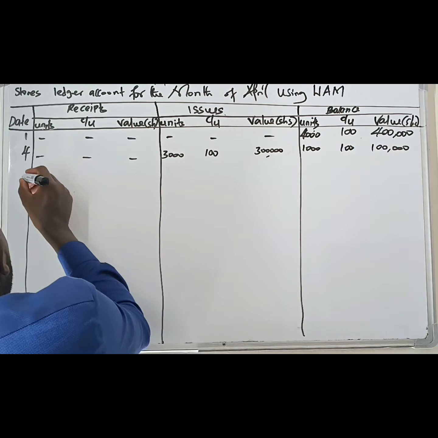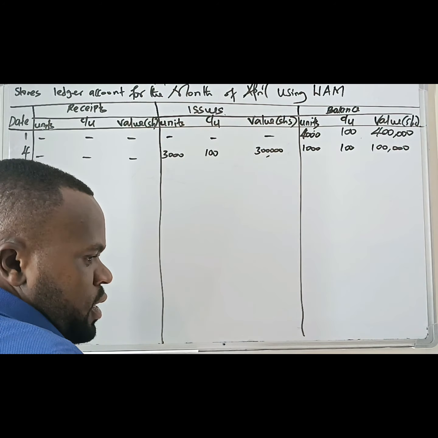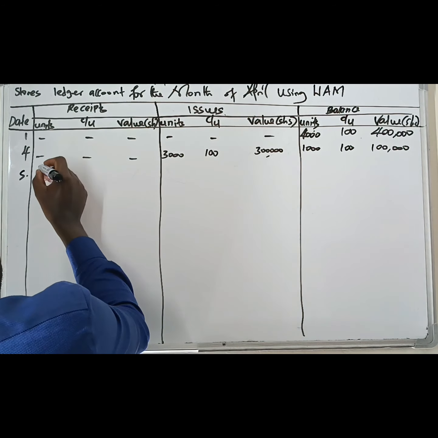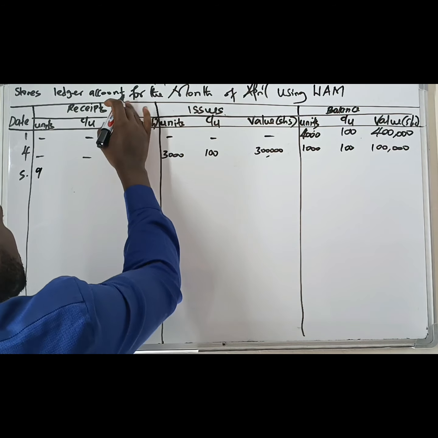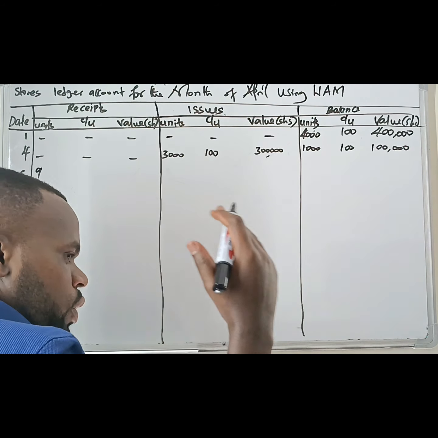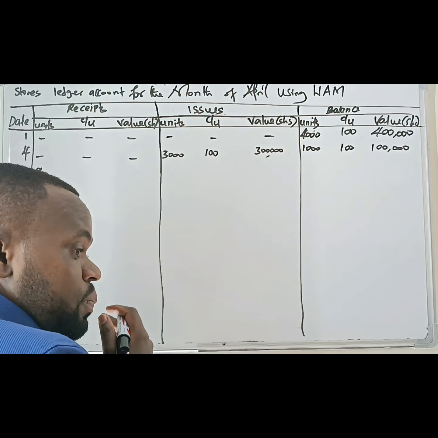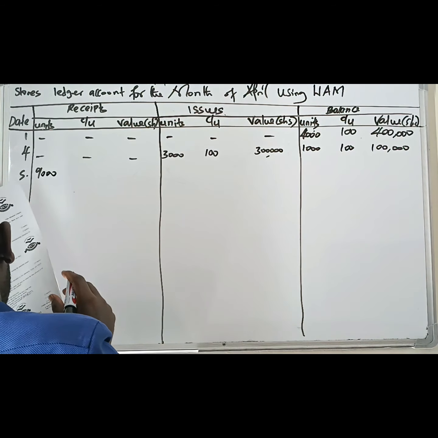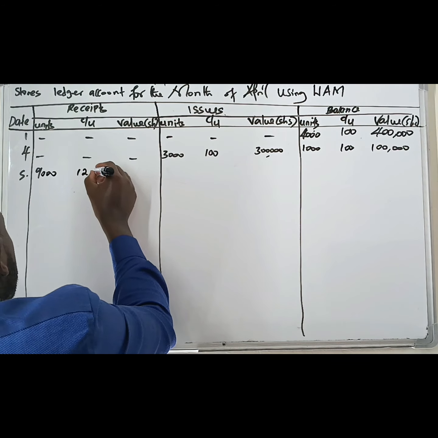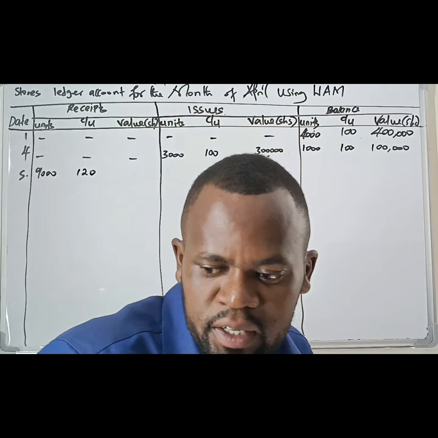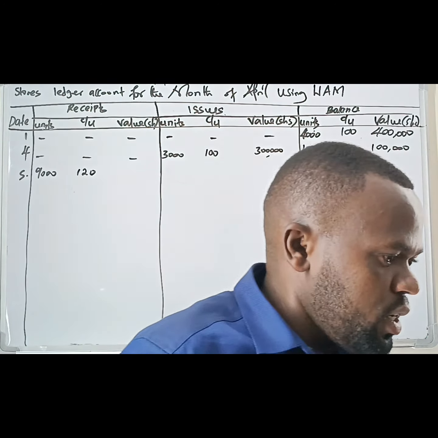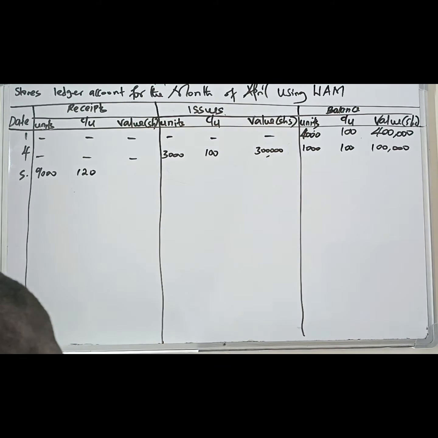The next transaction is on the 5th. We have purchased 9,000. If it's a purchase, you are receiving them. Whenever you purchase, you have the items in your store. So we have purchased and received the 9,000 at 120. So what is 9,000 by 120? You determine that. Let me check for my calculator.